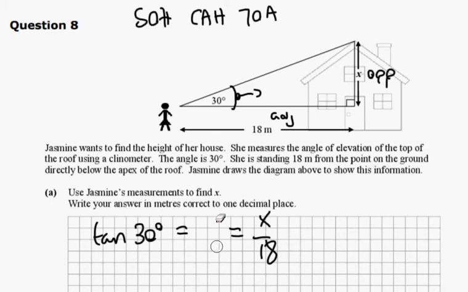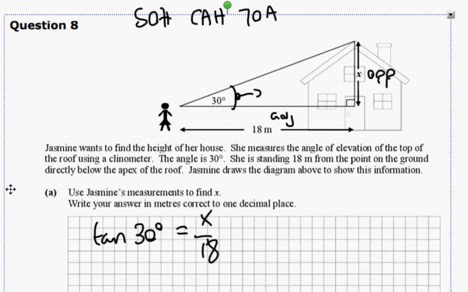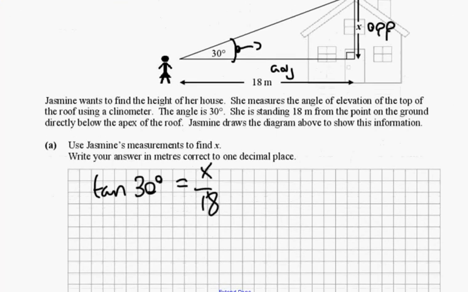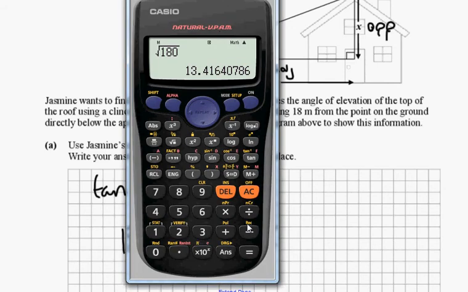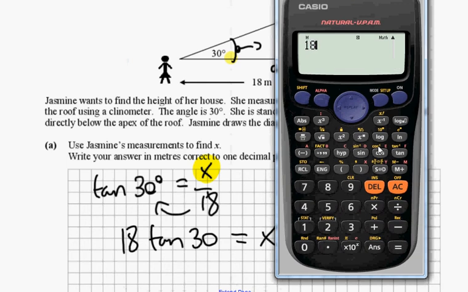X over 18, not too bad. Now, just get rid of that intermediate one and bring it in there. Now, what can we do to both sides? What can we do to get the x on its own? The goal of the question is x is on its own. So what happens to the 18? It's division on the right hand side of the equals, which makes it multiplication on the other side. So what's 18 tan 30? Anybody get it? 10.39.